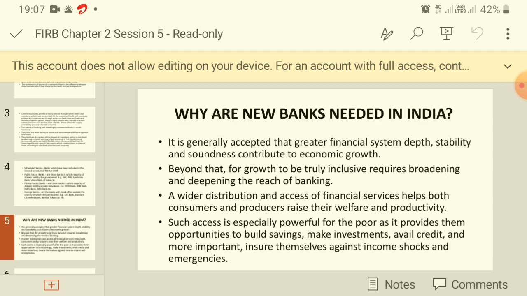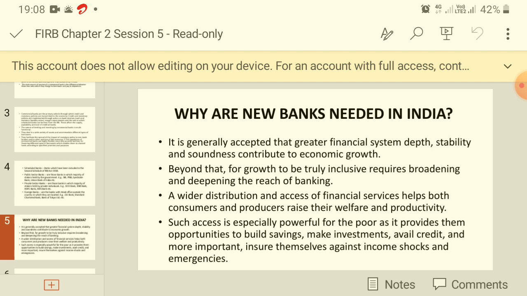Now coming to the concept of why new banks are required in India. It is generally accepted that greater financial system depth, stability, and soundness contribute to economic growth. Beyond that, for growth of any country to be truly inclusive requires broadening and deepening the reach of banking.